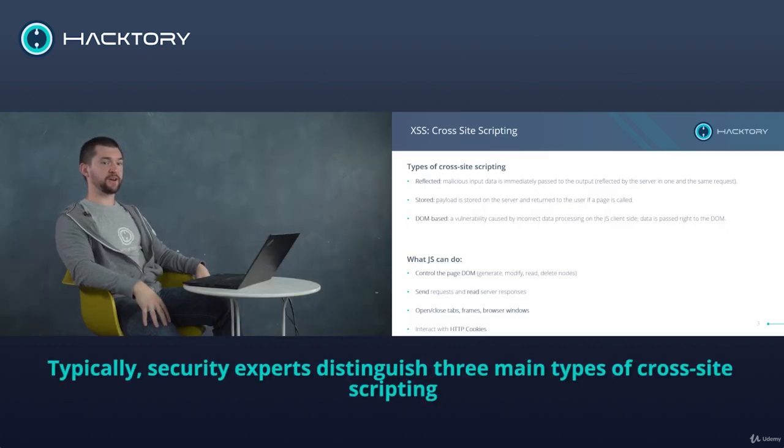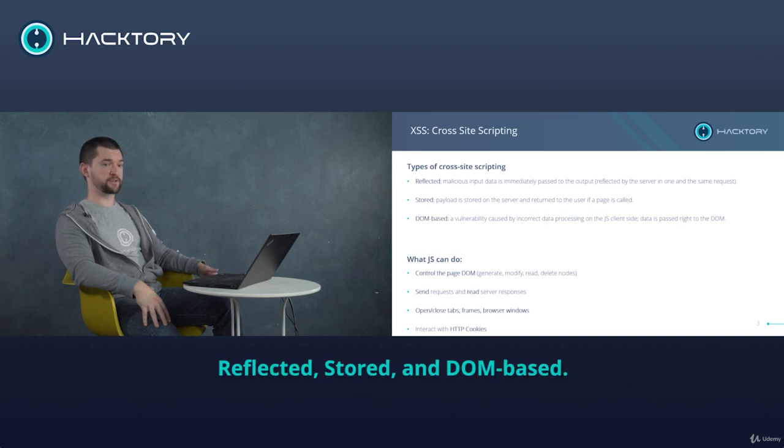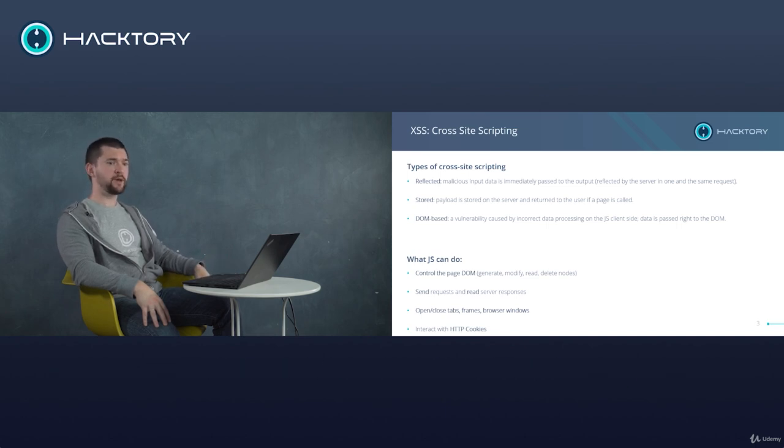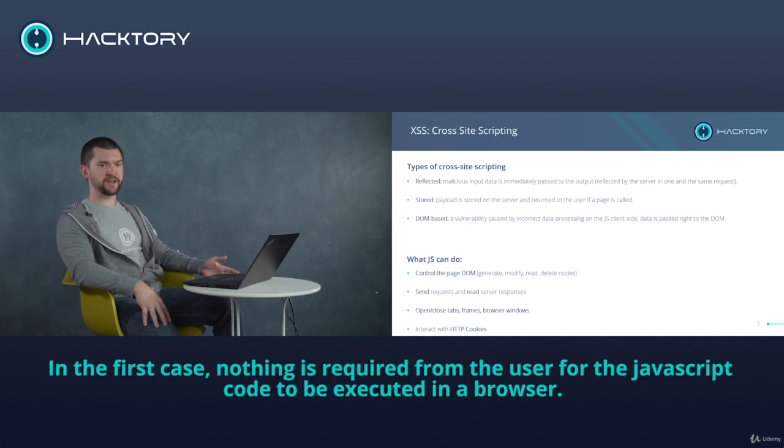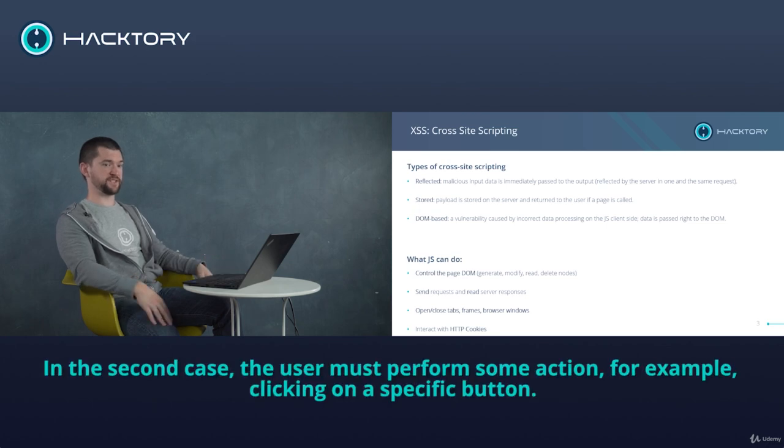Typically, security experts distinguish three main types of cross-site scripting: reflected, stored, and DOM-based. There is also passive and active cross-site scripting. In the first case, nothing is required from the user for the JavaScript code to be executed in the browser, and in the second case, the user must perform some actions, for example, clicking on a specific button.